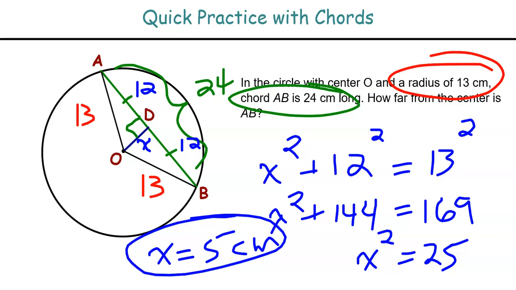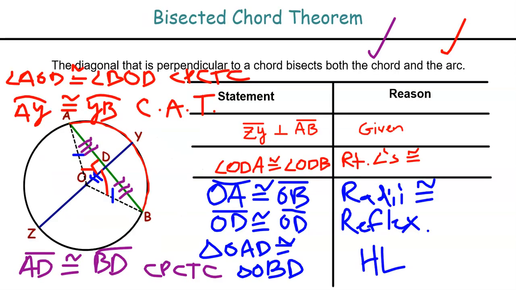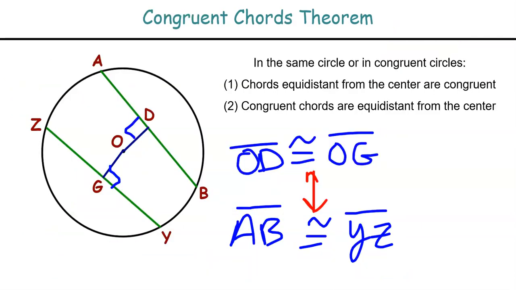So again, one more time, congruent chords make congruent arcs, and congruent arcs make congruent chords. That's the congruent arc and chord theorem. The bisected chord theorem tells us that the diagonal that is perpendicular to a chord bisects both the chord and the arc. That is true of radii as well as segments coming from the center of the circle, and that the congruent chords theorem says that congruent chords are equidistant from the center of the circle, and chords that are equidistant must be congruent.